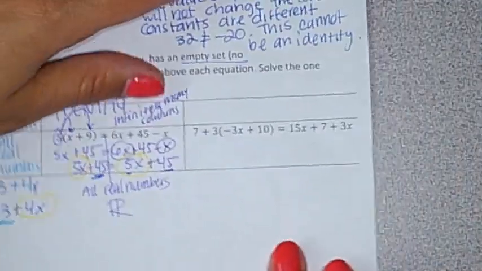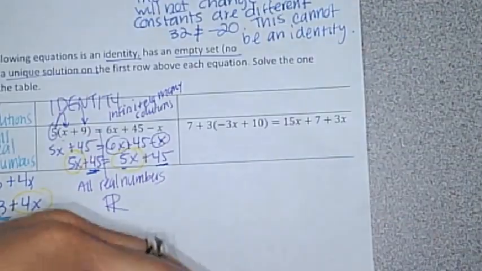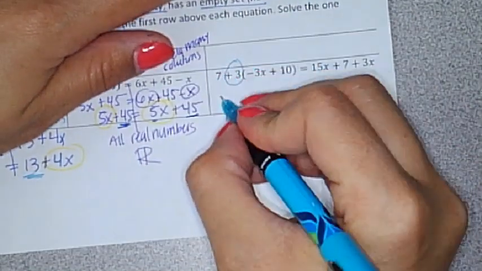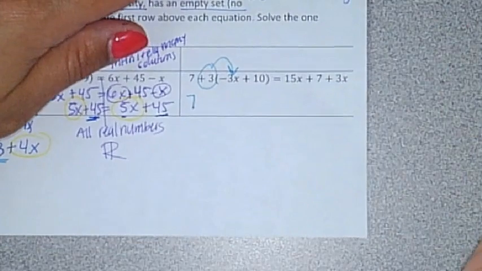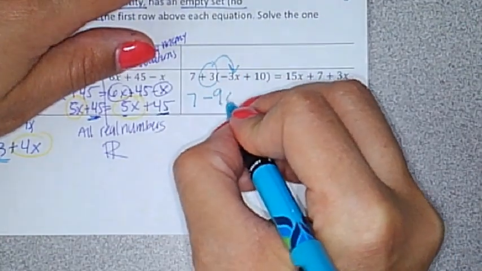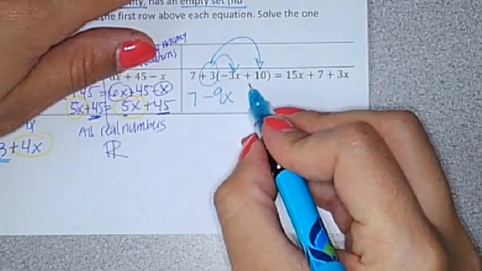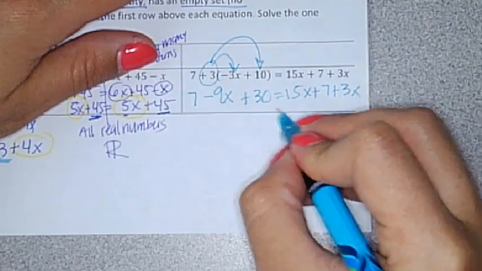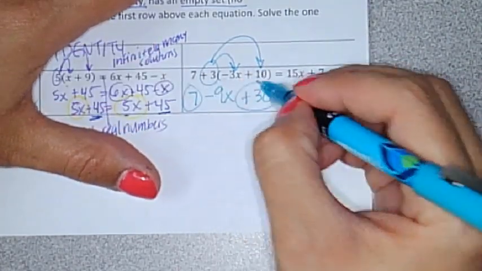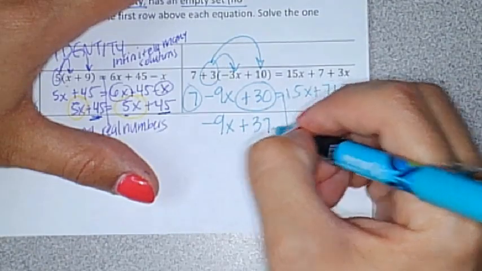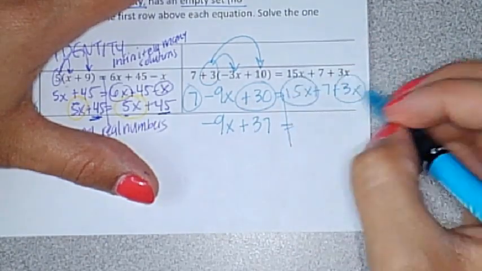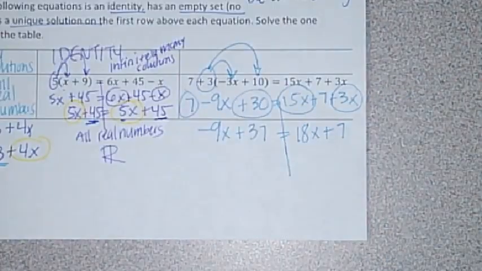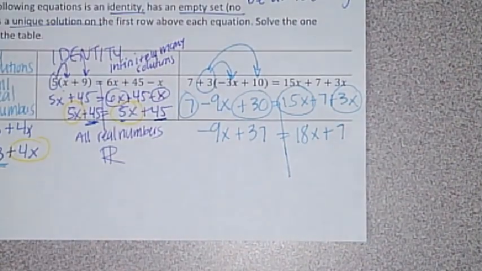Okay. The next one, I'll start also by distributing that 3. That 7 stays there. The 3 I will distribute. So 3 times negative 3 would be negative 9x, and 3 times positive 10 would be 30. Now I'll combine like terms on both sides.